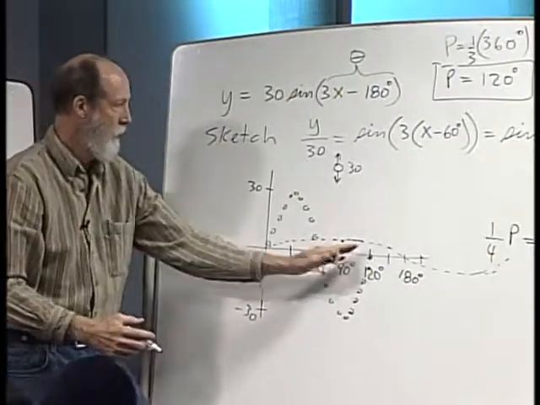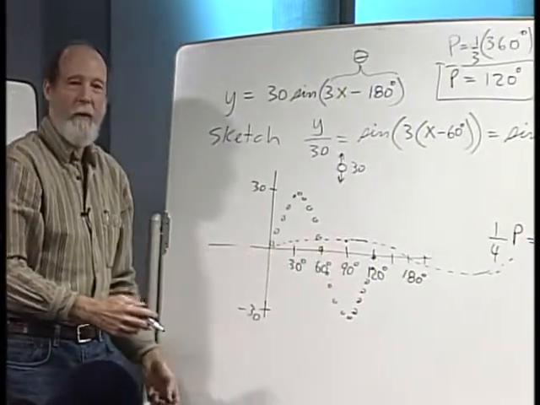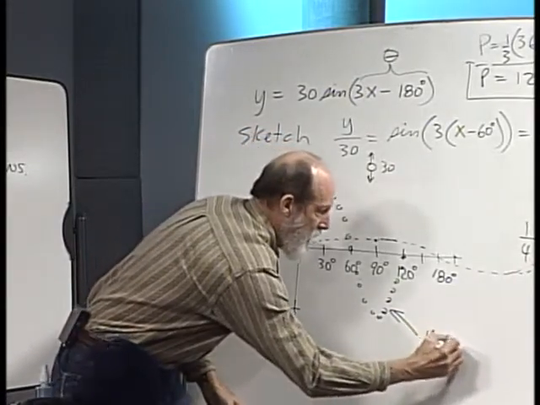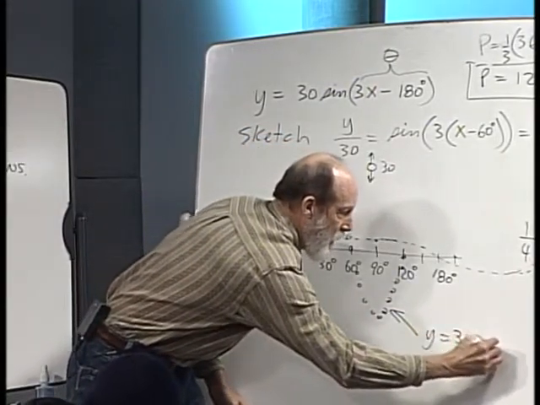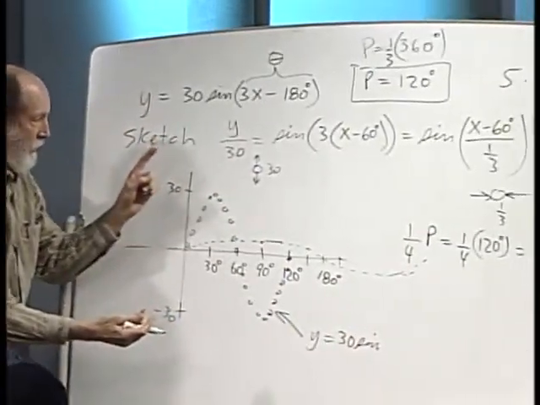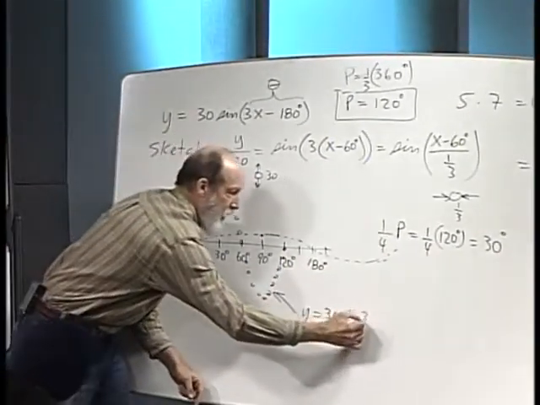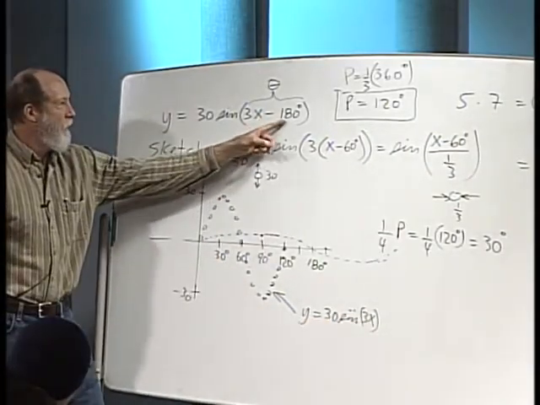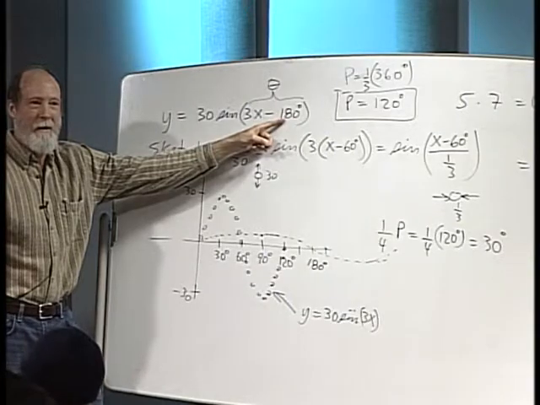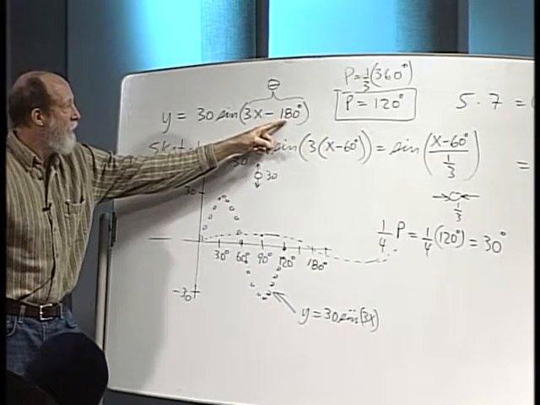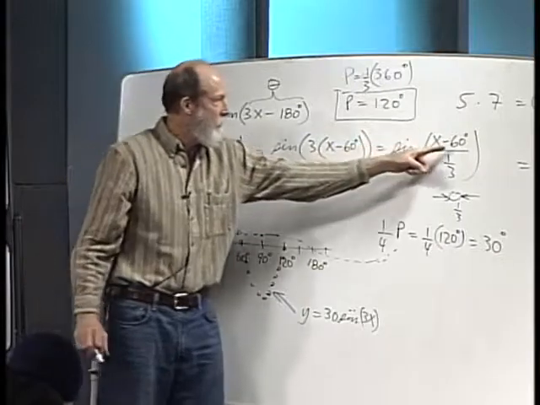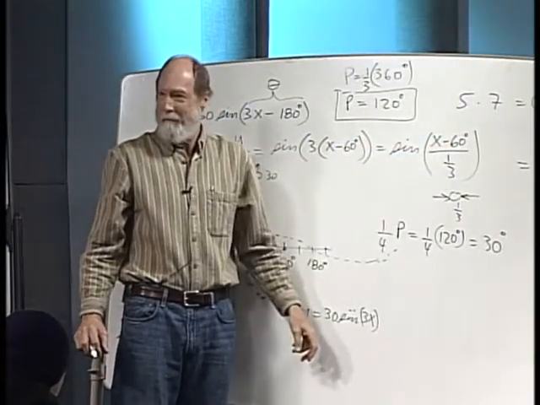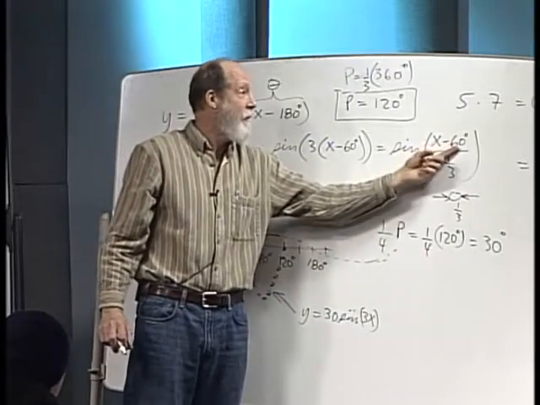Okay, one cycle. That's not the whole story though. That graph I just drew is going to be the graph of y equals 30 sine of, what would be the equation? 3x. It doesn't account for that strange thing, which we played with and created this. What do you think that is?